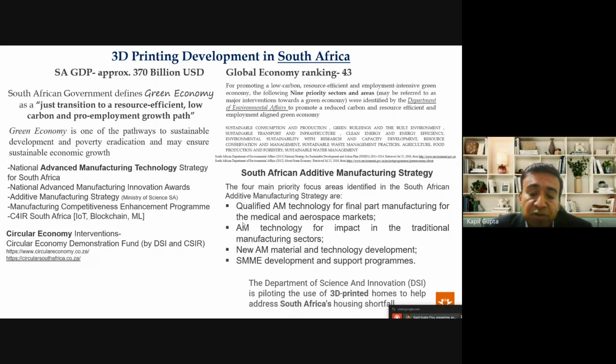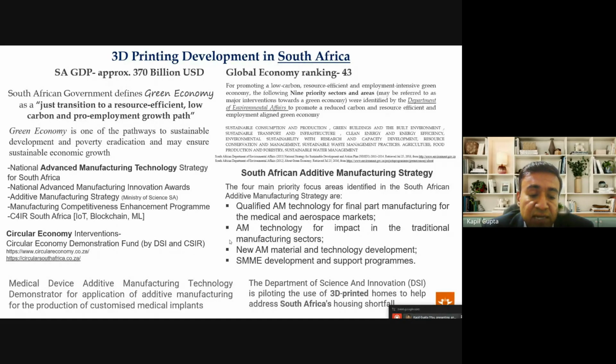Department of Science and Innovation is piloting the use of 3D printed homes. The University of Johannesburg has firstly printed South Africa's 3D printed home. I'll show you the pictures of that home. And also a medical device additive manufacturing technology demonstrator for application of additive manufacturing for the production of customized medical implants is there in collaboration with the CSIR South Africa.